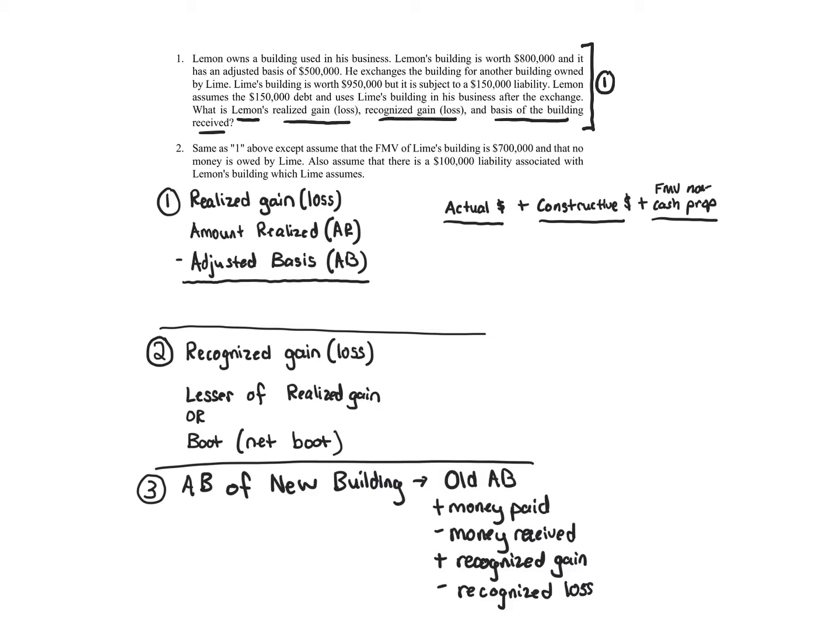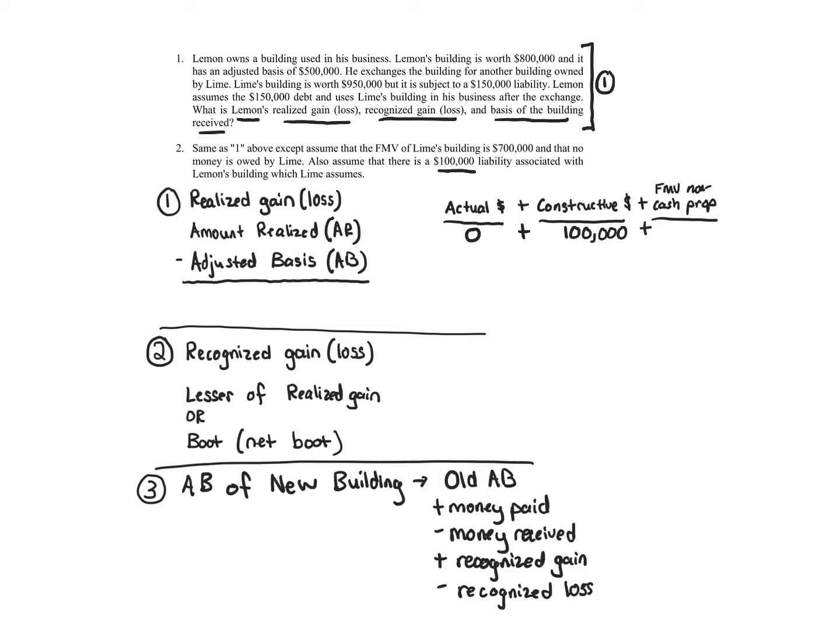So again, to review, what's going on in this problem? Putting together problem 1 and 2, Lemon is getting a building from Lime and also getting liability relief. And that's what the amount realized focuses on. Okay? So there's no actual cash, right? Actual cash here is 0. Constructive cash, we do have constructive cash, right? That's the liability relief. So there's a $100,000 liability relief associated with Lemon's building, which Lime assumes. That goes under constructive cash. Plus the fair market value of non-cash property.